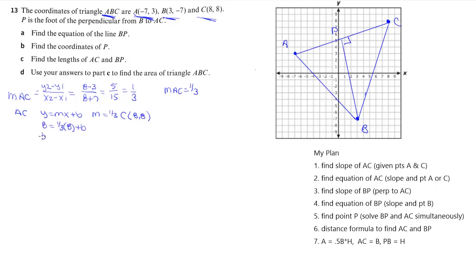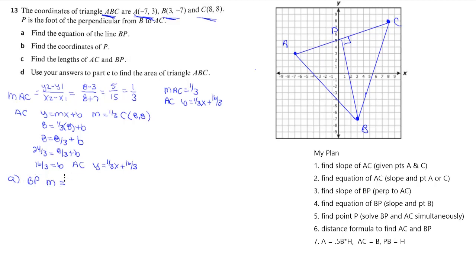And when I do that, I'm going to find out that the y-intercept is going to be 16/3. So when I put that y-intercept together with the slope, I've got an equation of the line, y equals 1/3 x plus 16/3. And again, I'm going to put that up there with my other information. And now I'm going to take a look at part A. Part A is finding the equation of line BP.